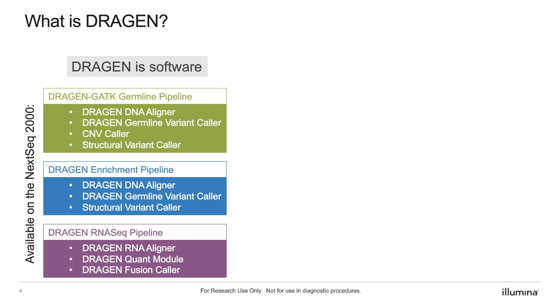variant caller. We also have the DRAGEN Enrichment pipeline, which is very similar to the DRAGEN-GATK Germline pipeline, except now our focus is going to be in a targeted region. And for RNASeq experiments, we have the DRAGEN RNA pipeline, which performs alignment, quantification, and fusion calling. Lastly, and not listed, we do have the FASTQ generation pipeline. This pipeline uses BCL Convert to generate FASTQ files and corresponding metrics.